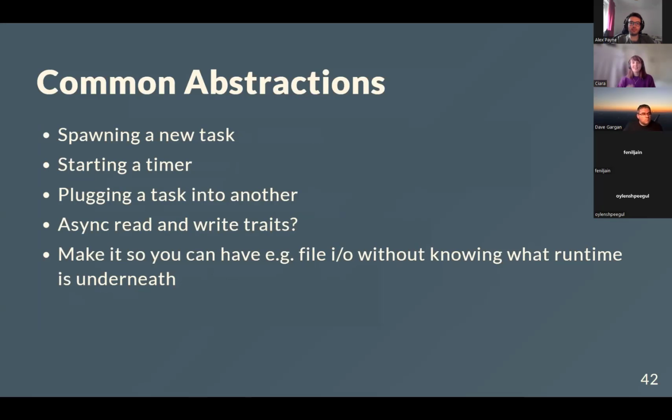So you've probably started to notice there's some kind of common abstractions across all of these runtimes. There's this idea of spawning a new task, starting a timer, plugging tasks into each other and kind of combining them. There's also things like async read and write traits, which some things provide and not others. And ideally, you would want it to be such that you wouldn't need to know what runtime is underneath an operation, but that's not the kind of current situation we have. You can't mix and match Tokio and async-std easily yet.